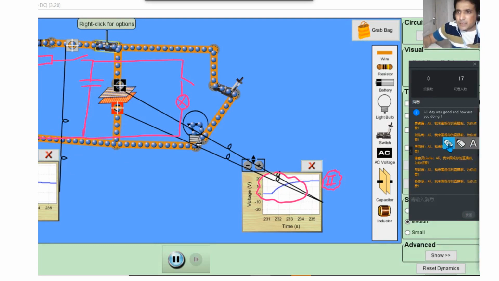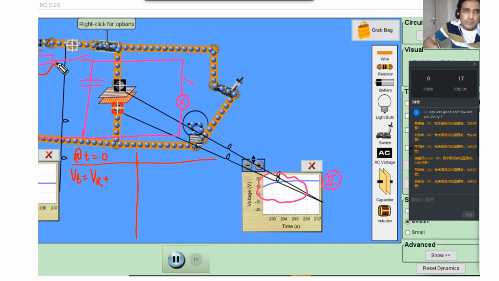So here are the points you have to understand. Later we will use this information to answer some questions. At time t equal to 0, the voltage across the battery has to be equal to the voltage across the resistor, and it has to be equal to the voltage across the capacitor.